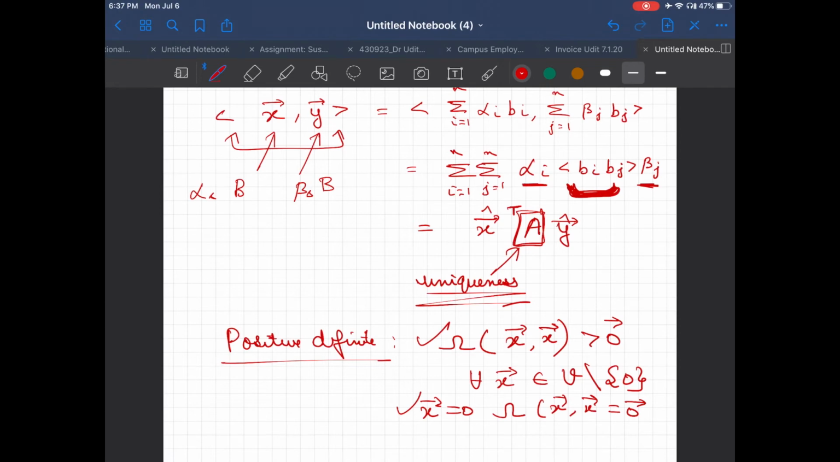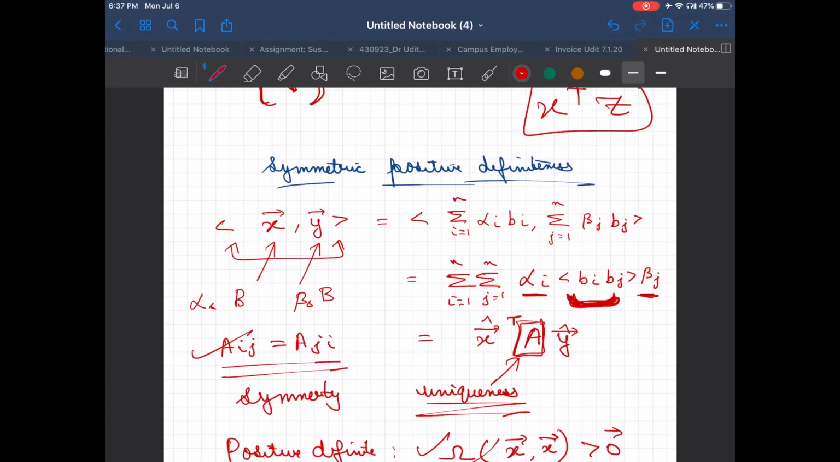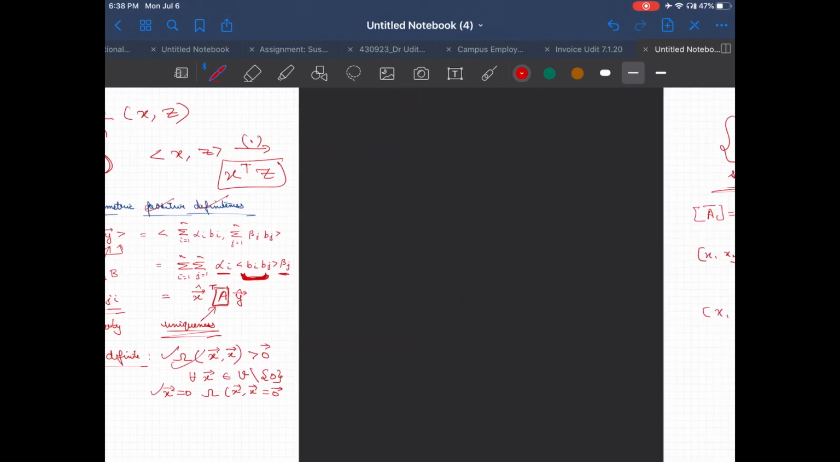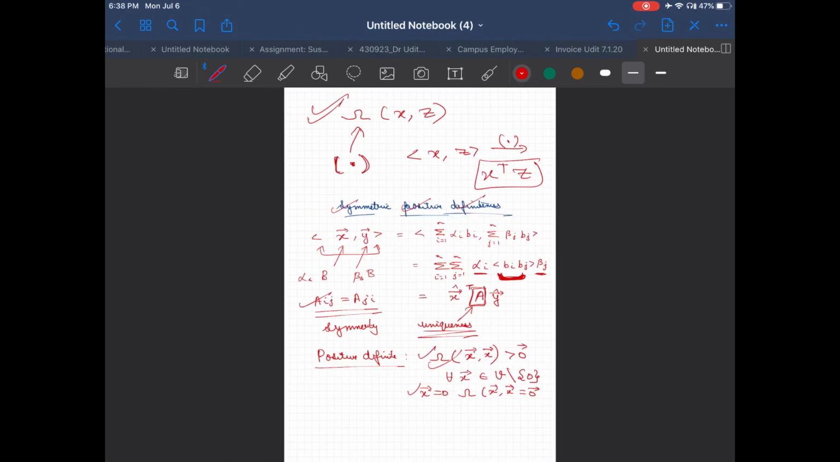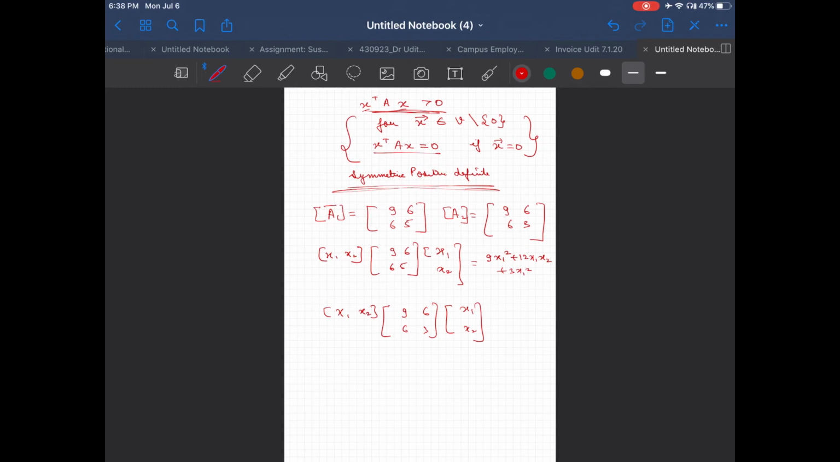Now let us also talk about symmetry. When I said that the summation can be over ij or ji, that would mean that all the elements a_ij and a_ji are the same, representing the symmetry. And as long as these two conditions are met, we can say that our matrix under consideration is symmetric positive definite. Now let us again go back to the dot product.